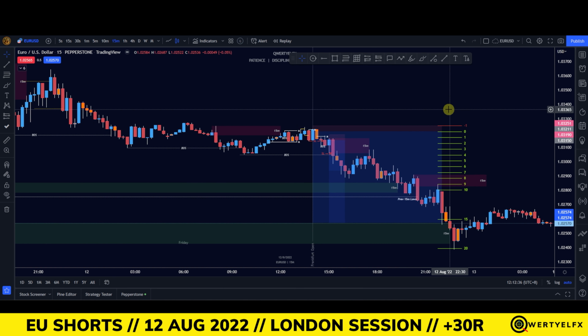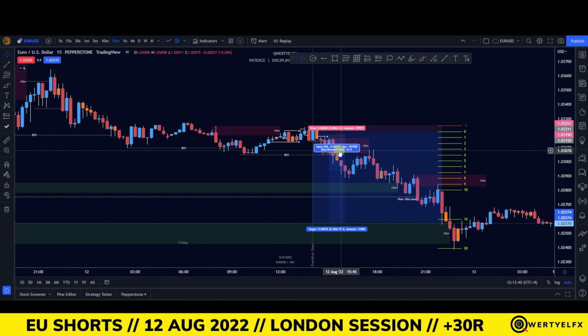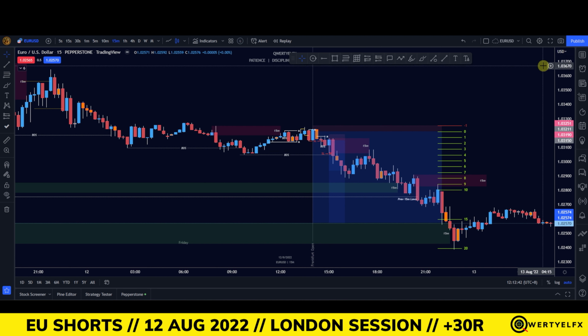Overall, we can see that both trades netted me, the first one was about 16 and the second one was about 14. So in total, it was a 30R trade on Friday.